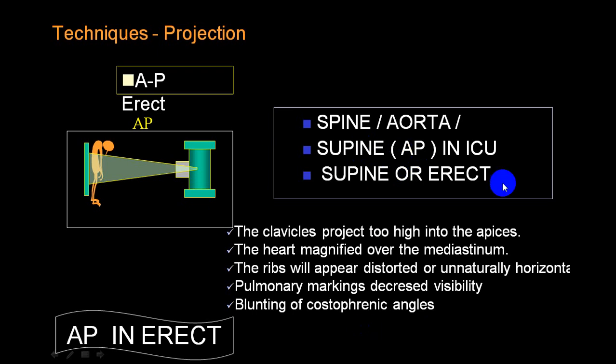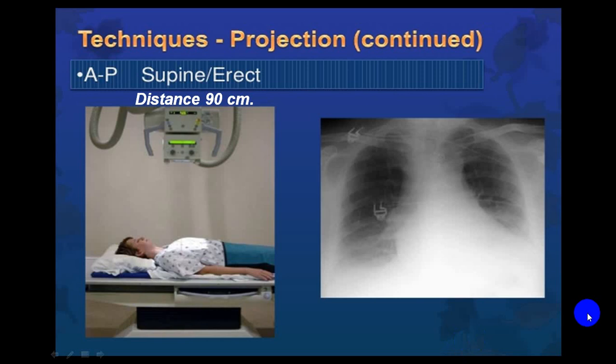Now in this particular view, there will be a lot of things which will be interfering. Clavicle will interfere. There will be magnification of the heart size over the mediastinum. Ribs will appear distorted. Pulmonary markings will have less visibility. The costophrenic angle will be blunted. All this will interfere with your diagnosis. This is what we call an AP view.